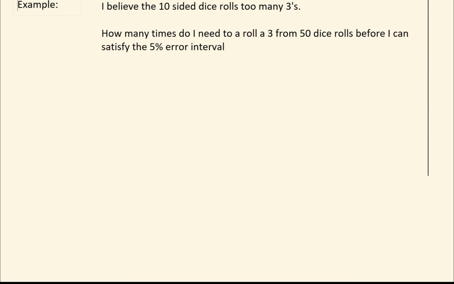Okay, that's the example. You have two types of questions. I'm going to look at this one now. So back to our first question, we've got too many threes. I'm now going to ask you how many threes I have to roll before I can satisfy this error interval. So I'm not going to write an alternative, I'm just going to work it out. We know the odds of getting greater than or equal to some number has to be less than 5%, less than 0.05. For this, out and away, the best way of doing it is going to be trial and error.